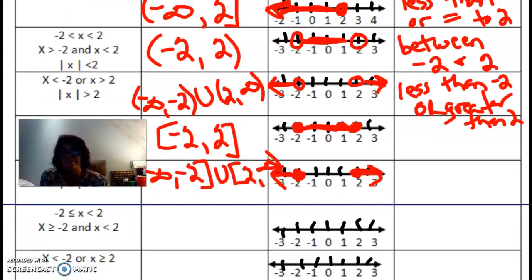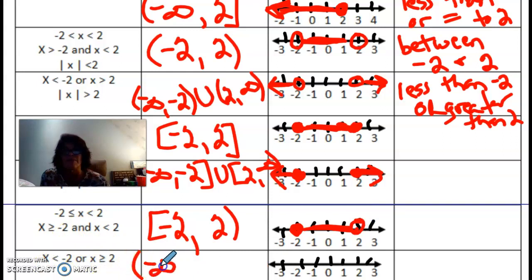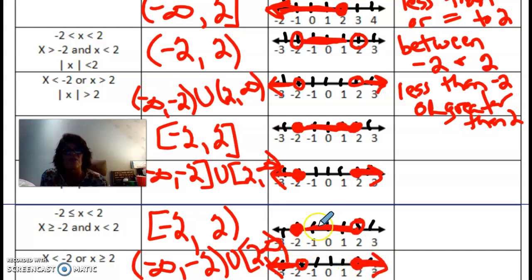Sometimes you have one of them with an equal and one of them not with an equal. So this is between -2 and 2, but I'm including the -2, not including the 2. It's like I'd have a closed circle at -2, but an open circle at 2. Here, I'm less than -2 with an open circle, or I'm bigger than or equal to 2. These are called half open, half closed type things.